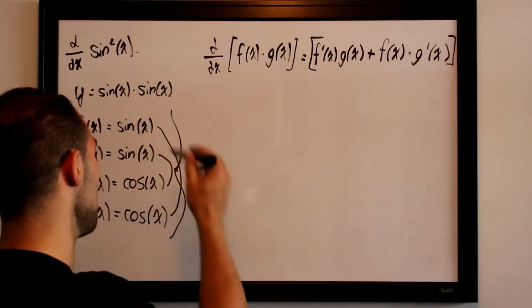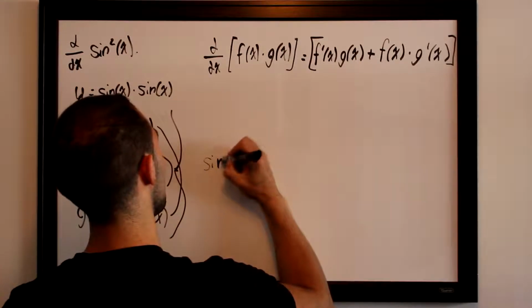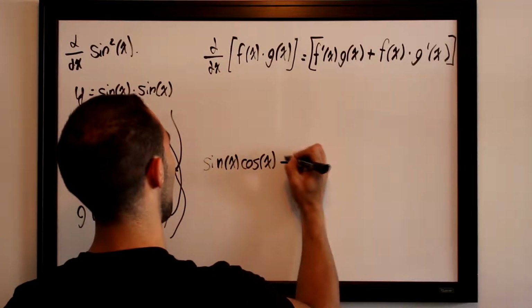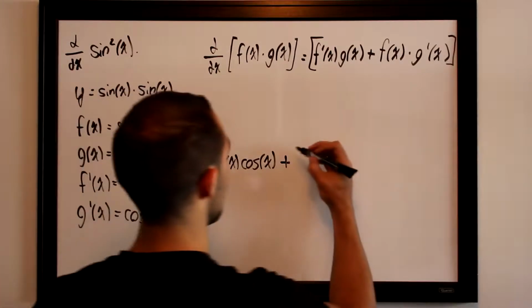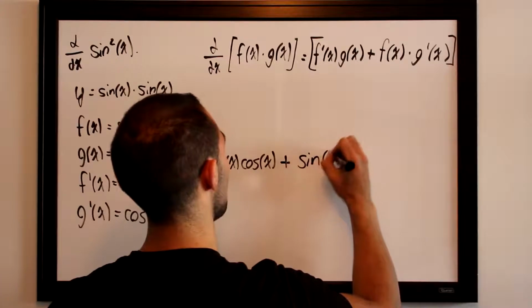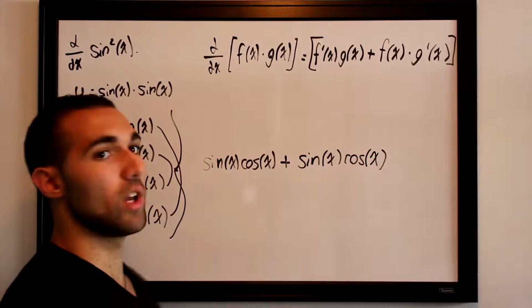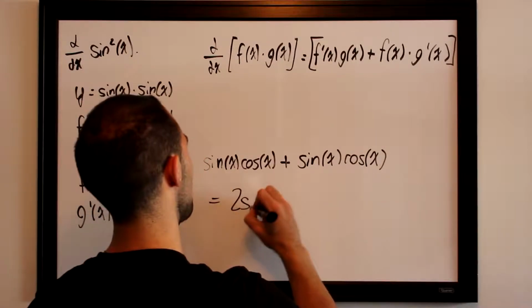So f prime times g will be sine of x times cosine of x, and then we will add on f of x times g prime of x, which is also sine of x times cosine of x. And because these are the exact same thing repeated twice, we can just join them together and tack on a 2. So this is equal to 2 sine x cosine of x.